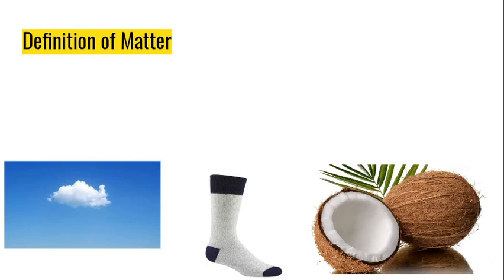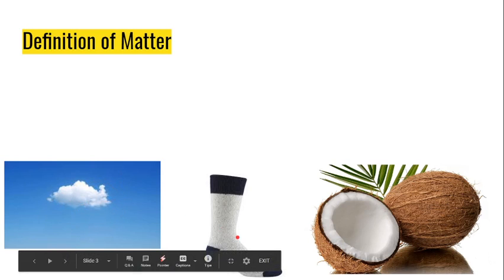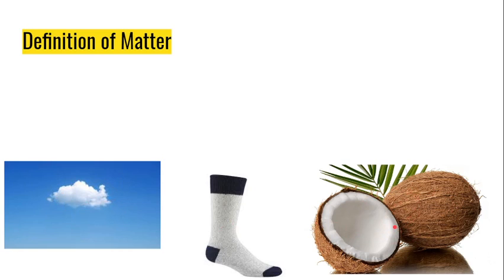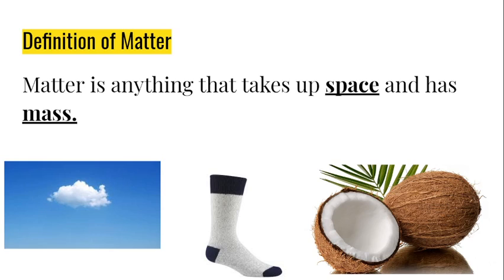First one, we have to figure out what the definition of matter is. Now, some of you have probably heard this before, and if you have, that is excellent. But just to go over it again, we have a cloud here, we have a sock, and we have this coconut. Now, there's a lot of things different about these three objects. However, one thing that is the same is the fact that they are all matter. Right here, matter is anything that takes up space and has mass. And so if an object takes up space and has mass, it is therefore matter.